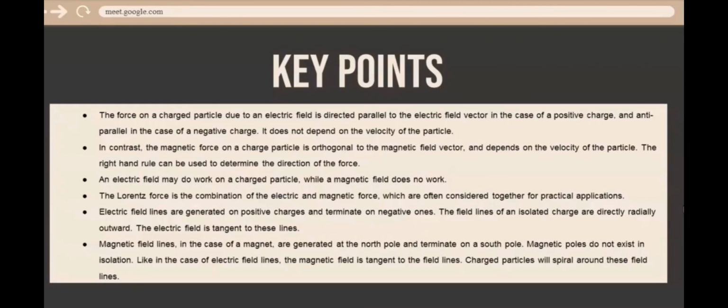Electric field lines are generated on positive charges and terminate on negative ones. The field lines of an isolated charge are directed radially outward. The electric field is tangent to these lines. Magnetic field lines in the case of a magnet are generated at the north pole and terminate on the south pole. Magnetic poles do not exist in isolation. Like in the case of electric field lines, the magnetic field is tangent to the field lines. Charged particles will spiral around those field lines.